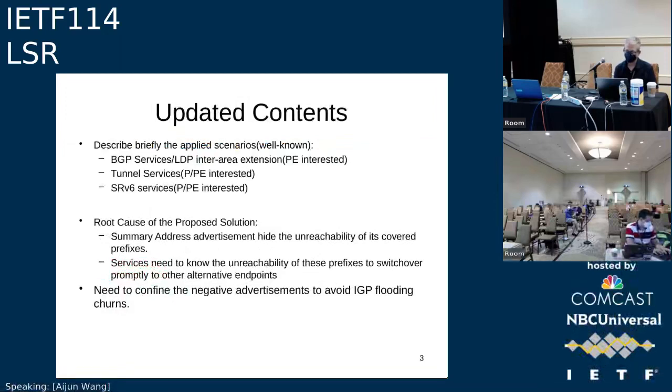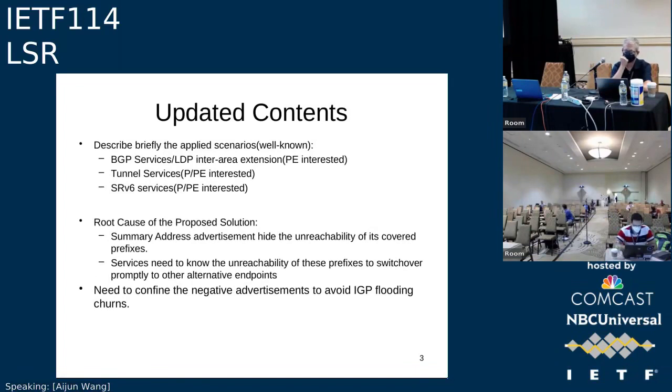So here I just want to introduce the updated content. We made major updates to the following. The first is that we describe briefly the applicable scenarios, because in the main list discussion, many people wondered which services will use such information. I think the following three applications can use it. First is the BGP service, the second is the tunnel service, and the third is SRv6. SRv6 is also one kind of tunnel service. So the PE and P devices will be interested in such information.